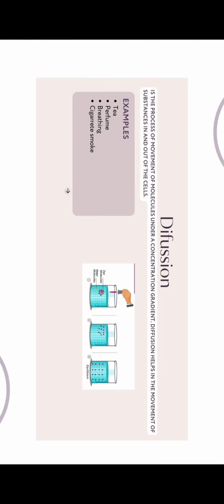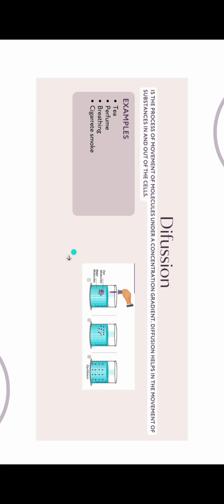Diffusion is the process of movement of molecules under a concentration gradient. It's an important process occurring in all living beings. Diffusion helps in the movement of substances in and out of cells. The molecules move from a region of higher concentration to a region of lower concentration. For example, take water in a beaker. Diffusion has two types: simple diffusion and facilitated diffusion.